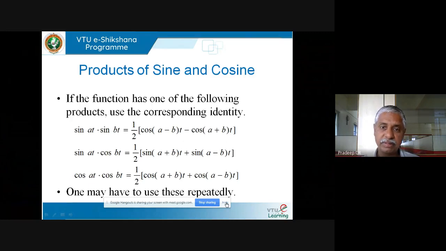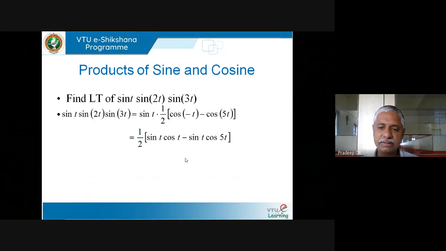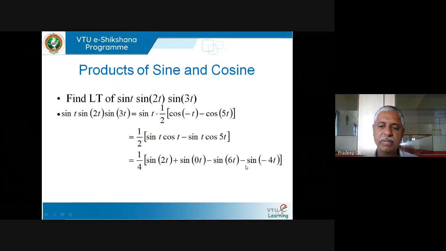You please be careful in your examination. Sin at into cos bt is half sin of (a plus b) times t plus sin of (a minus b) times t. But previously I had written this minus, so that's wrong. That was the mistake. Because of that, in this particular case, I had written a plus here, whereas actually it should be a minus. Of course, minus and minus and things like that will become plus.